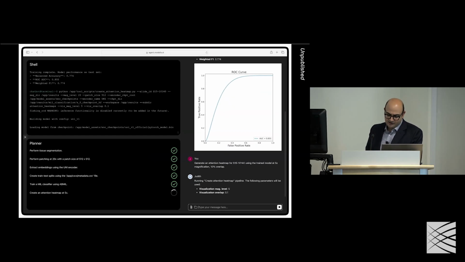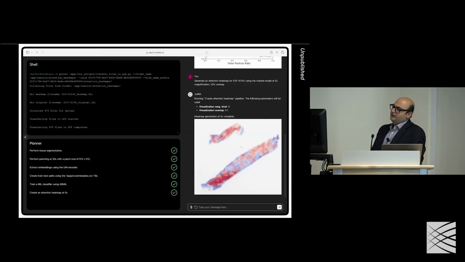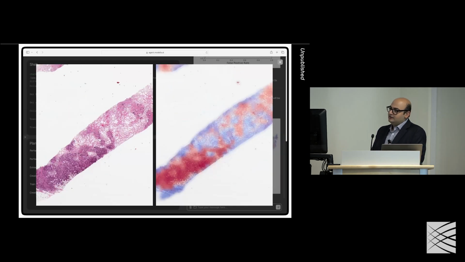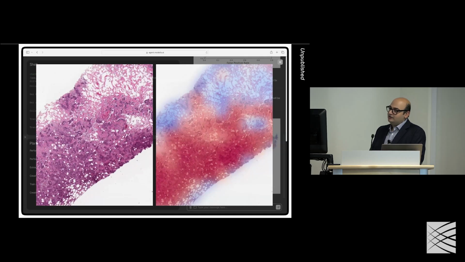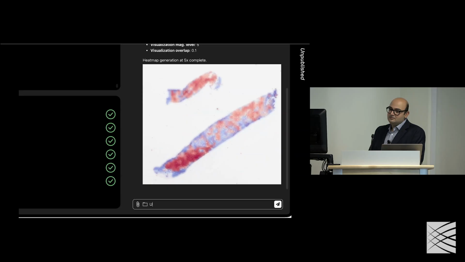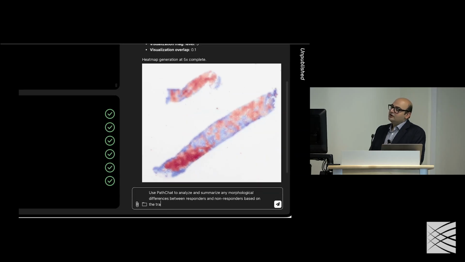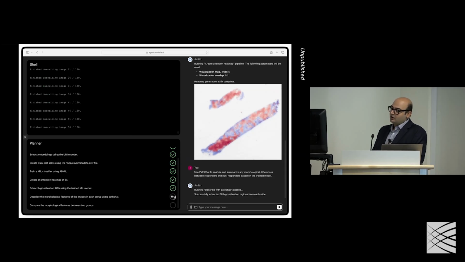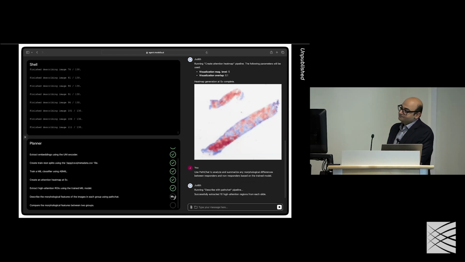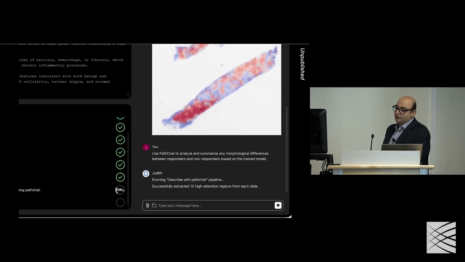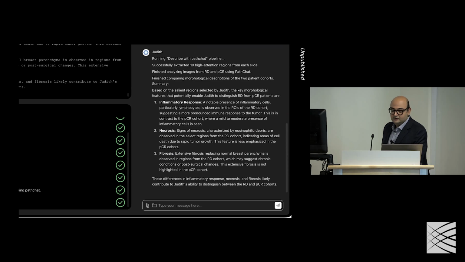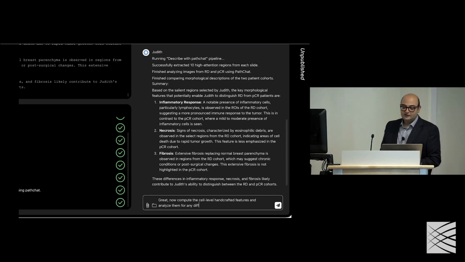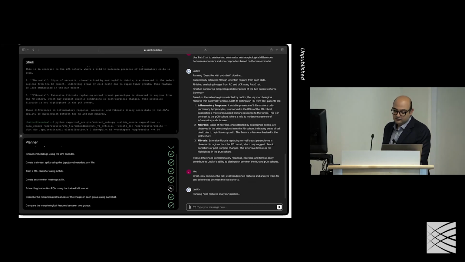Then you might want to investigate what those differences are, and you can look at some form of interpretability. You can look at these heat maps, which don't tell you too much, but do give you an idea of what the model used in making its predictive determinations. Another thing we could do, because we have the generative model, is ask the agent to look at the highest attended regions in all of the slides in your test set, and give a morphologic description of what's common across them. It does that, and it tells you it's looking at inflammatory response, necrosis, fibrosis.